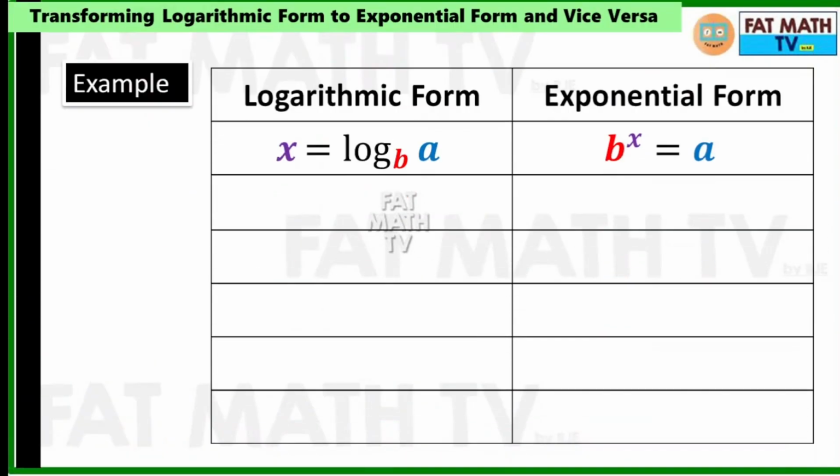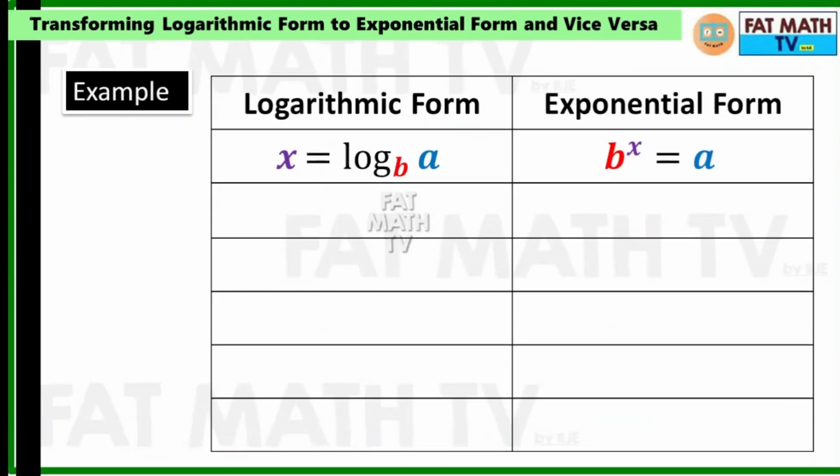Okay, next example. This time you will be given the logarithmic form, and you will be asked for the exponential form. For example, number 1, logarithm of 125 to the base 5 equals 3. The equivalent exponential form of that is 5 cubed equals 125. Or you can have 125 equals 5 cubed.